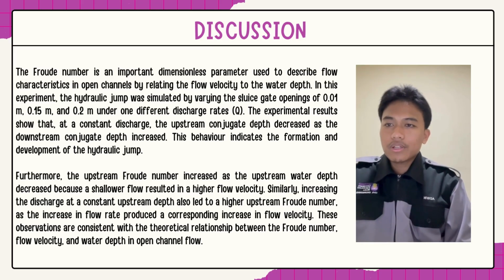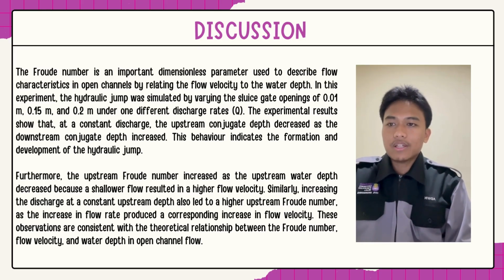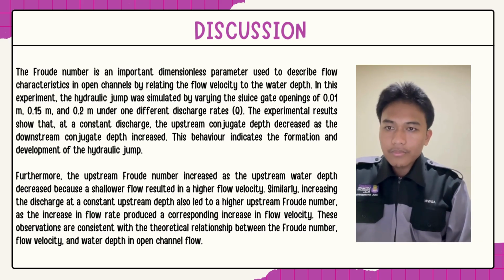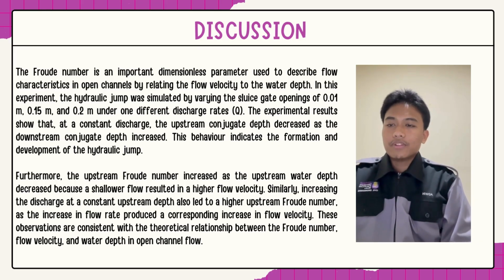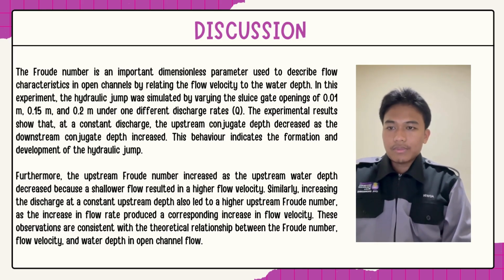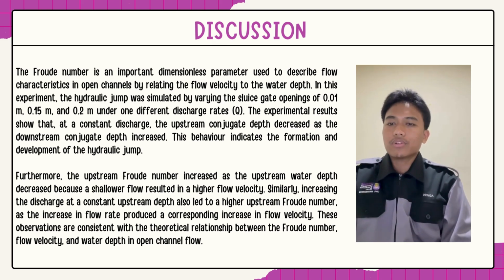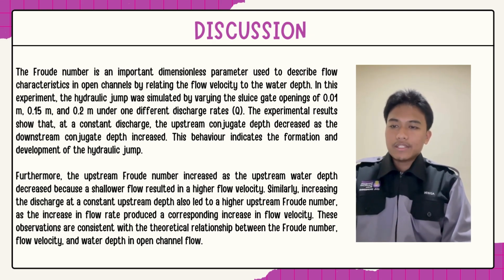The experimental results show that at a constant discharge, the upstream conjugate depth decreases as the downstream conjugate depth increases. This behavior indicates the formation and the development of the hydraulic jump. Furthermore, the upstream Froude number increased as the upstream water depth decreased because a shallower flow resulted in a higher flow velocity. Similarly, increasing the discharge at a constant upstream depth also led to a higher upstream Froude number, as the increase in flow rate produced a corresponding increase in flow velocity.